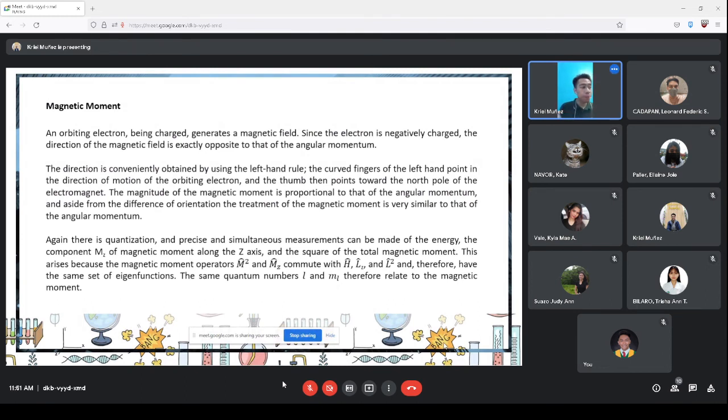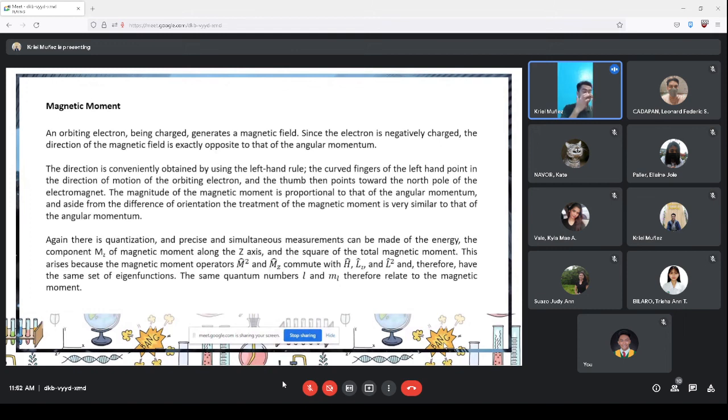So we have the angular momentum that we have already discussed. We just have to use the right hand rule for that. So our angular momentum is going upward, for example along the z-axis, if the electron is going counterclockwise, and for the clockwise direction, it goes down.